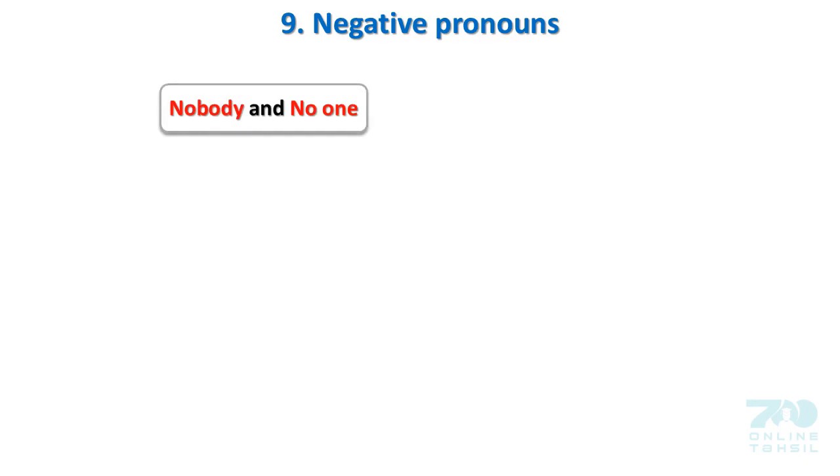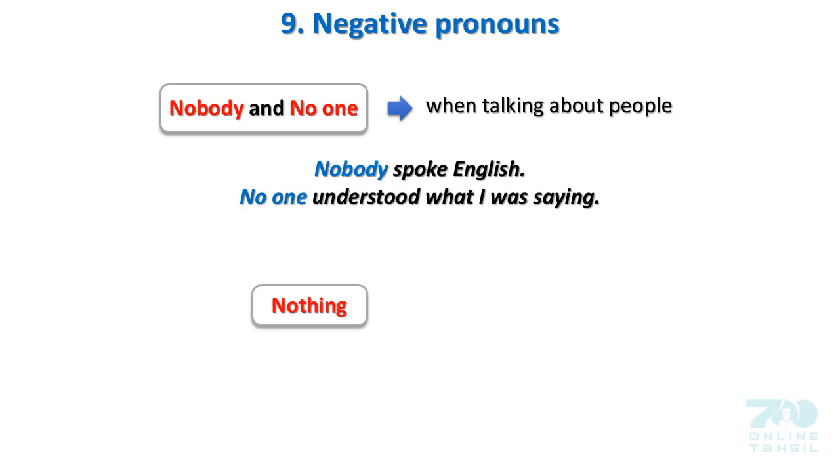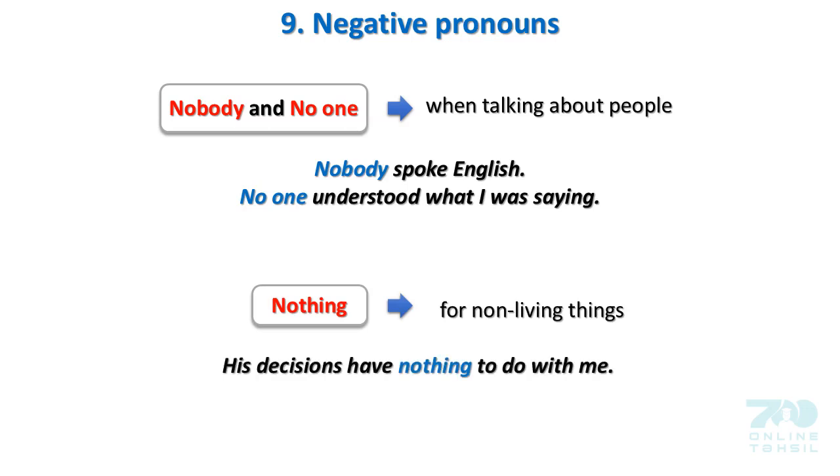Nobody and no one. Nobody and no one are used when talking about people. Nobody spoke English. No one understood what I was saying. Nothing. Use nothing for non-living things. His decisions have nothing to do with me.